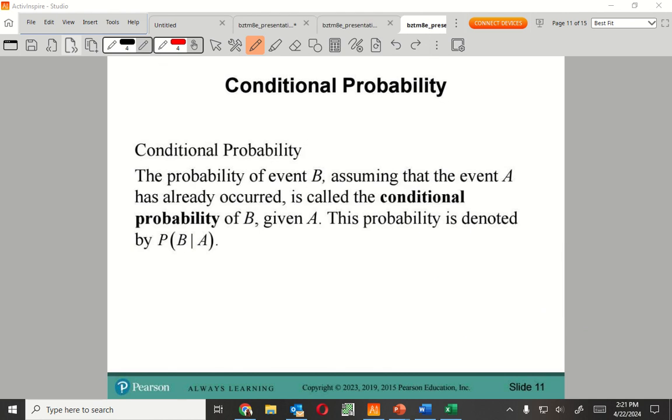Now, this is the hardest one that we're going to have ever. Because no one's going to miss out on this, right? Everyone's paying 100%. So, conditional probability. The probability of event B, assuming event A has already occurred, is called the conditional probability of B given A. This probability is denoted like this. See this notation. This is important. If you see the notation in the homework, you need to know what that means. Okay, so that's conditional probability.